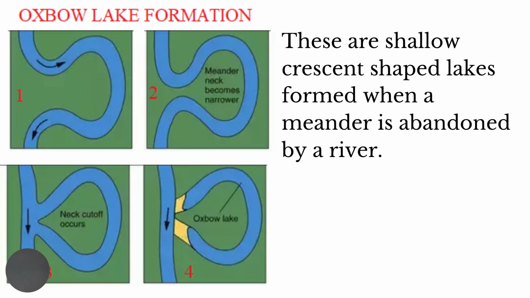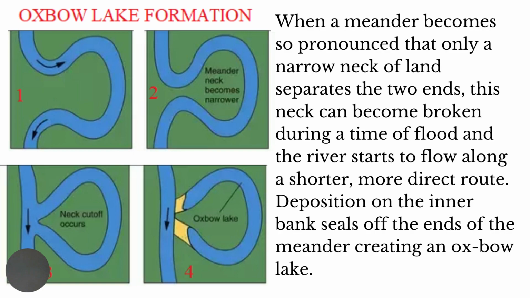Now on to the Oxbow Lake. An Oxbow Lake is a shallow crescent-shaped lake formed when a meander is abandoned by a river. When a meander becomes so pronounced that only a narrow neck of land separates the two ends, this neck can become broken during a time of flood, and the river starts to flow along a shorter, more direct route.